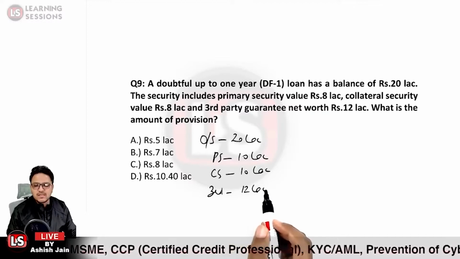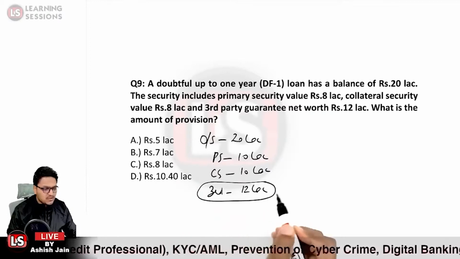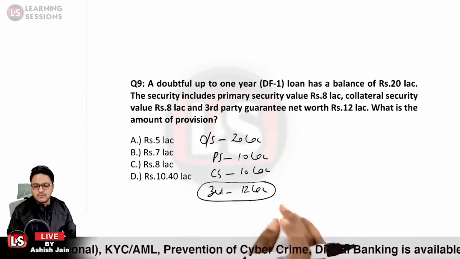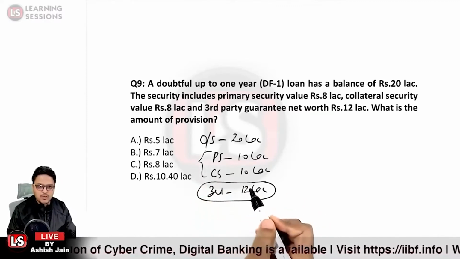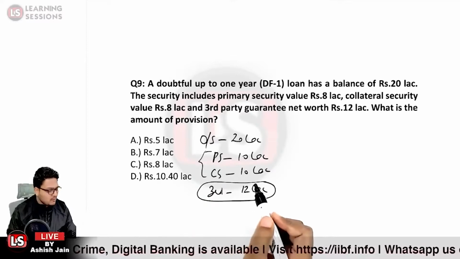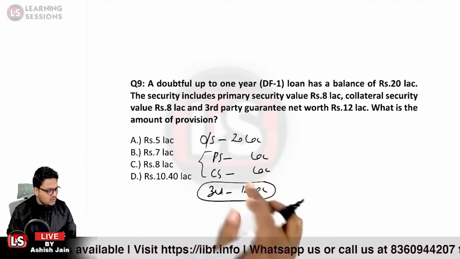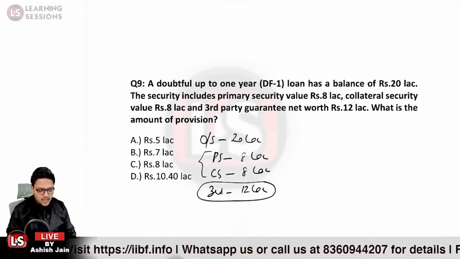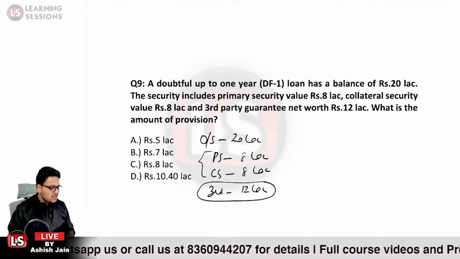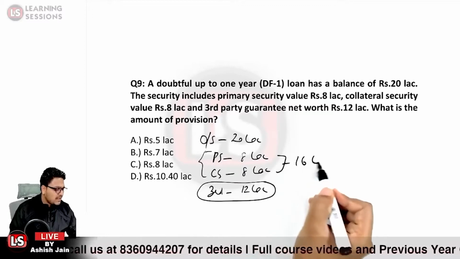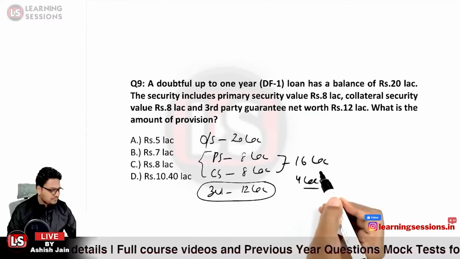We have already discussed in the previous lecture that the third party guarantee is not considered, is not accountable for the security part. So we will be considering only the primary security and the collateral security over here for the secured part. That will be 8 lakh rupees each, so it will be 16 lakh rupees. The secured part over here comes out to be 16 lakh rupees. And again, the unsecured part is 4 lakh rupees, that is the shortfall of the securities.